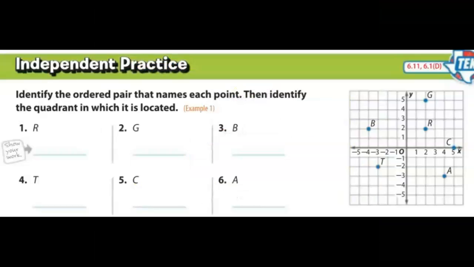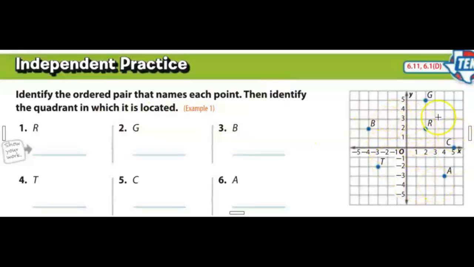Okay, now we're on page 89, and we're going to do a few of the independent practice problems together, and then please come to the live class because we will also be doing a few more examples together tomorrow. Okay, so what we're going to be doing is we're going to identify the ordered pair that names each point, and then we're going to identify the quadrant it's located in.